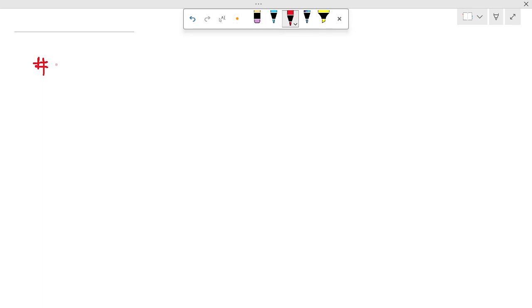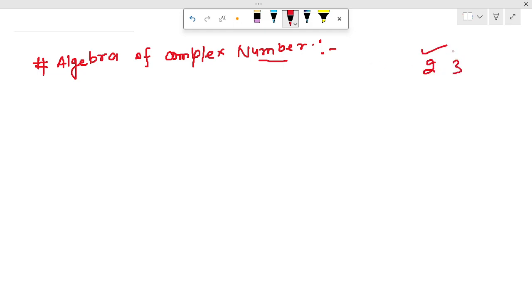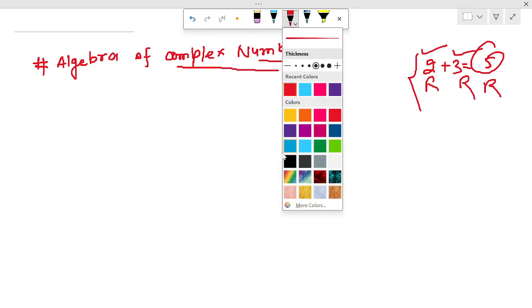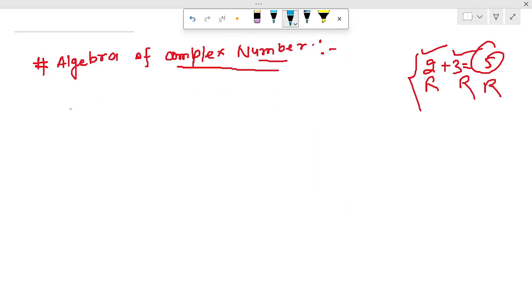The next part is algebra of complex numbers. Basically, in lower classes, you know numbers like 2 and 3. These are real numbers, and the product of these numbers is also a real number. Similarly, what is the algebra of complex numbers? There are four points you can use here.